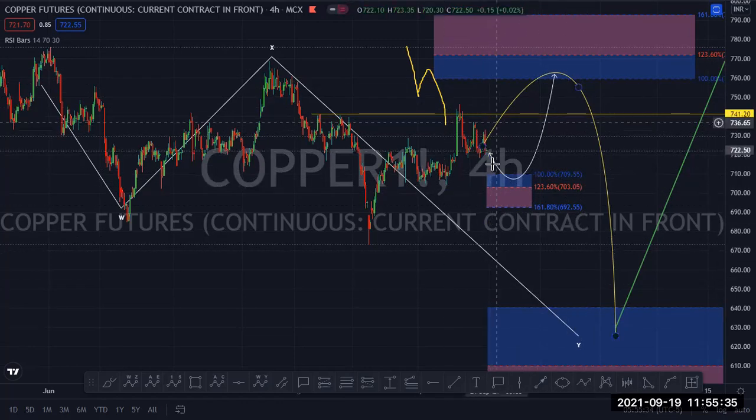So these two things are why I'm showing you this: I would like to buy it if it goes to this level and it gives me buy setup. I will buy. If it doesn't give me buy setup, I will leave it because it will just drop. Then if it comes up to this level, I will look for sell setup. If I get it, I will sell and target this level. So that's what I'm trying to tell you about copper right now.